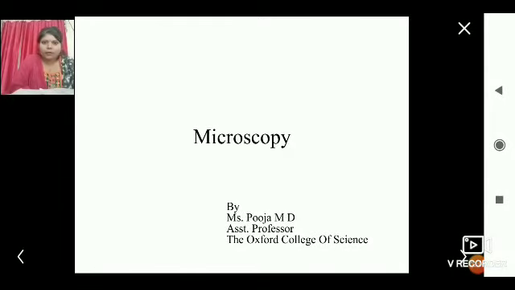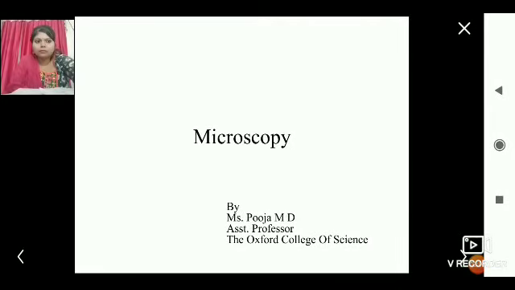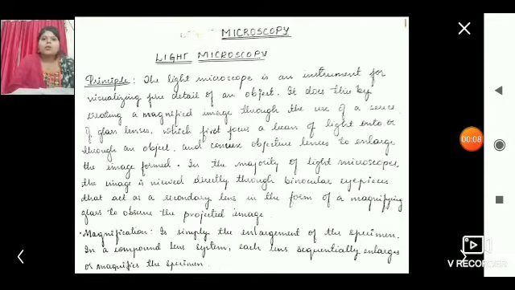Today's topic is microscopy. So microscopy, we have many different types of microscopes. We have the light microscope, phase contrast microscope, or electron microscope. Many types of microscopes are present. Among them, I am dealing today with the few which are very important and very commonly utilized.